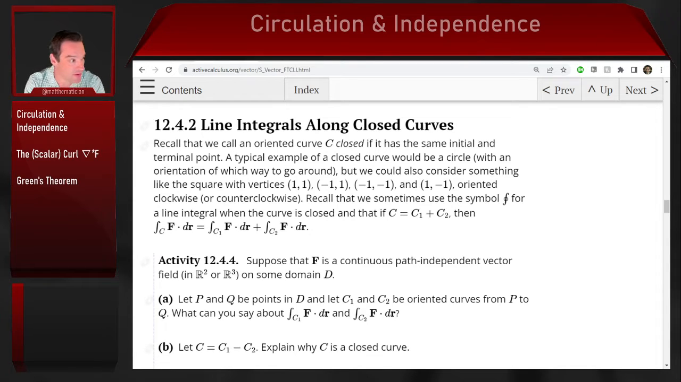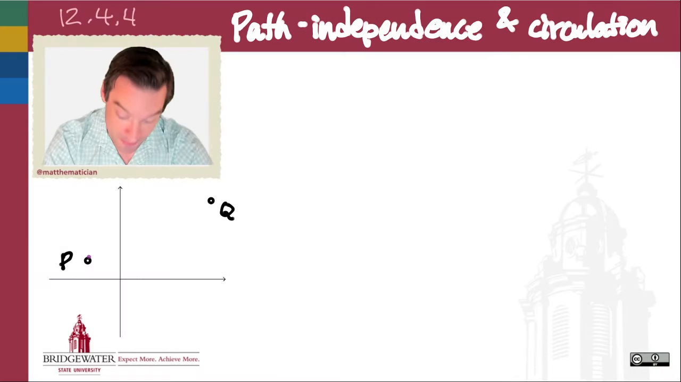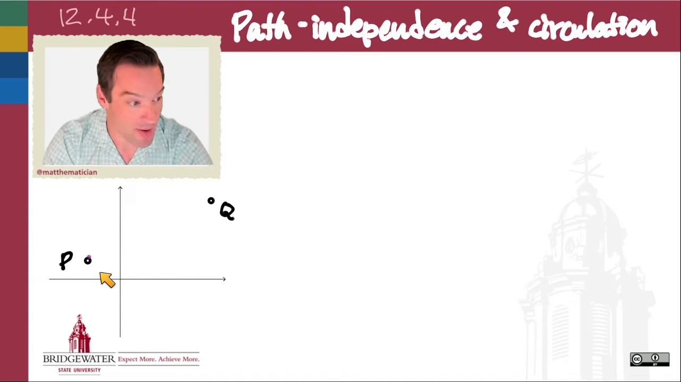The first activity that I'm just going to sort of do for the sake of time, we'll talk through this together, is a way for us to relate the idea of circulation with the idea of path independence. So the question that we begin with is: what can we say about a vector field, what can we say about its circulation, its integrals around closed paths, if we know that that vector field is a path-independent vector field?